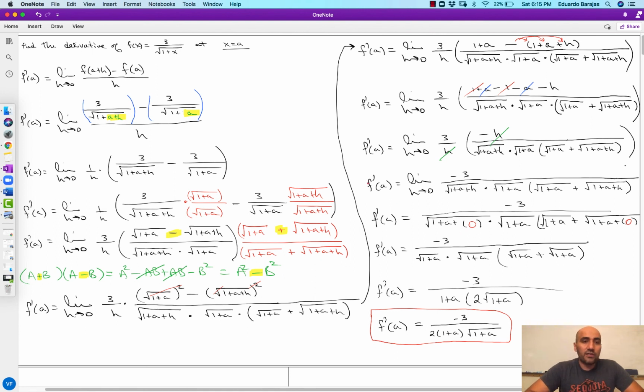Okay, so you've got to use the definition, follow this process, write it all out really nice and neat, and get to your derivative. Okay. One more thing, keep in mind that a is a dummy variable. It's at x equals a.